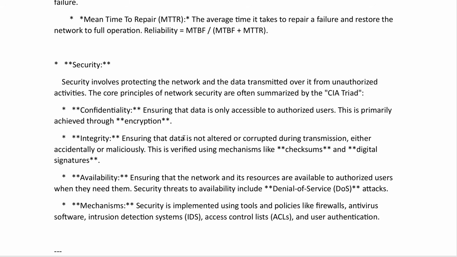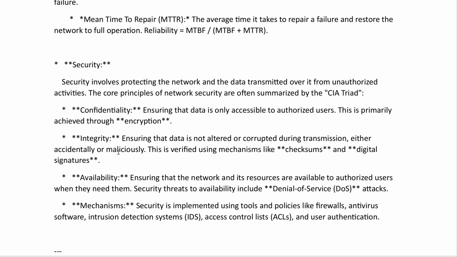Next is security. Security involves protecting the network and the data transmitted over it from unauthorized activities. The core principles of network security are often summarized by the CIA triad. Security consists of all these aspects. First aspect is confidentiality. Confidentiality means ensuring that the data is only accessible to authorized users. This is primarily achieved through encryption.